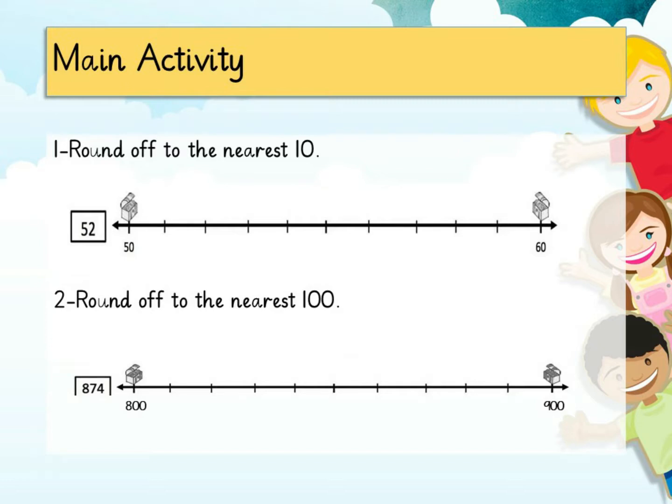How will 52 be rounded? Round it up or round it down? Yes, round it down as 50. Coming towards 874. Yes, it will be rounded up as 900 as it is falling after the middle number. Good job.